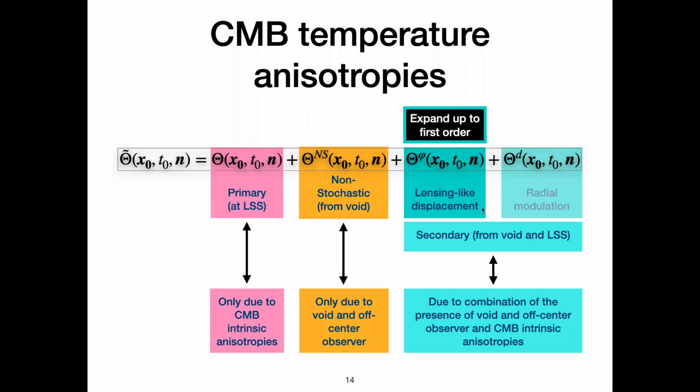So due to a combination of CMB intrinsic anisotropies and the presence of the void, this is a combined effect, and of these we'll be focusing mainly on the lensing-like displacement because it is much more dominant with respect to the radial modulation. So this is the main topic of the study, the main objective of the study.